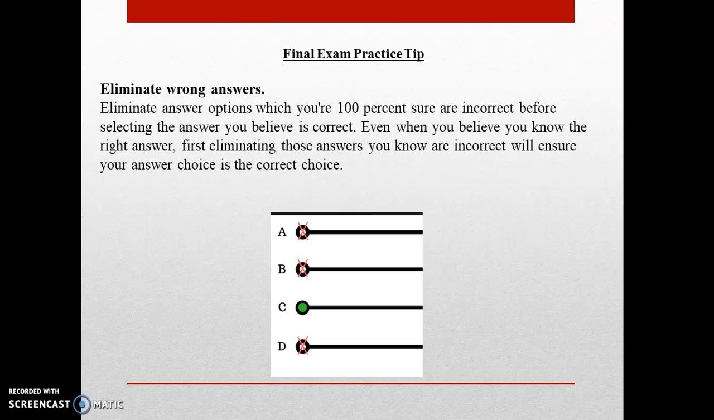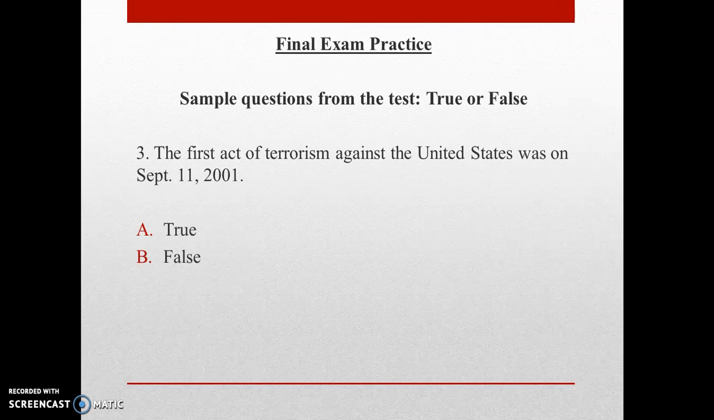Okay, another final exam practice tip. This one's about eliminating wrong answers. So each one of these practice tips tells you how to approach questions.